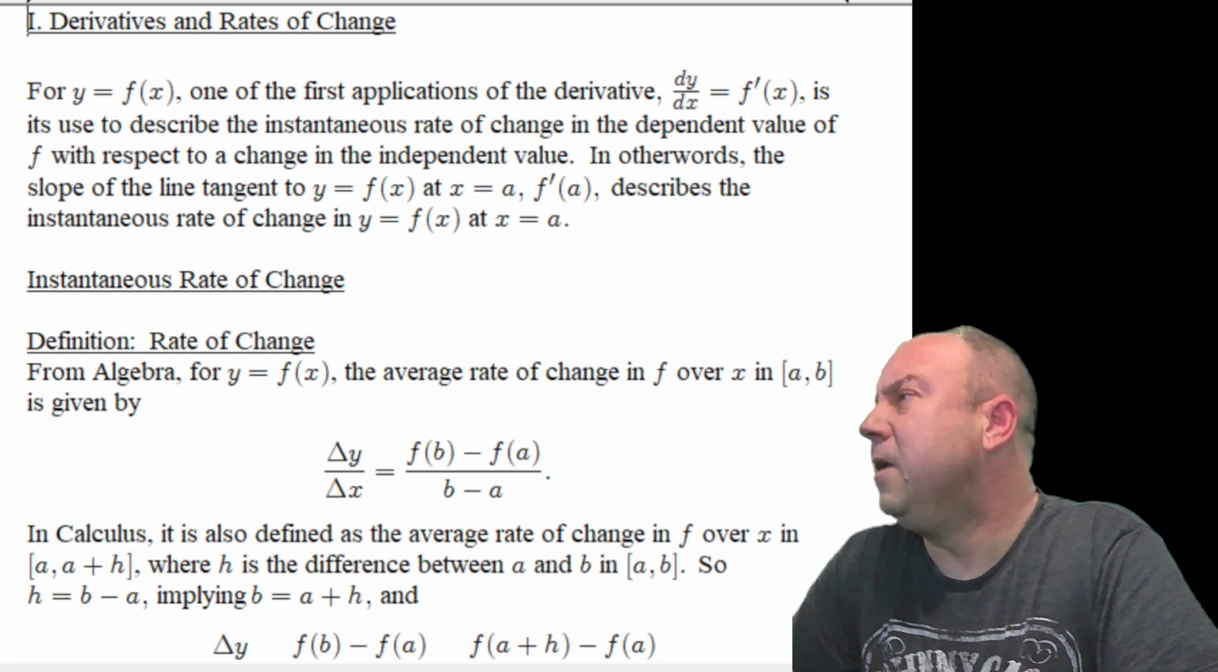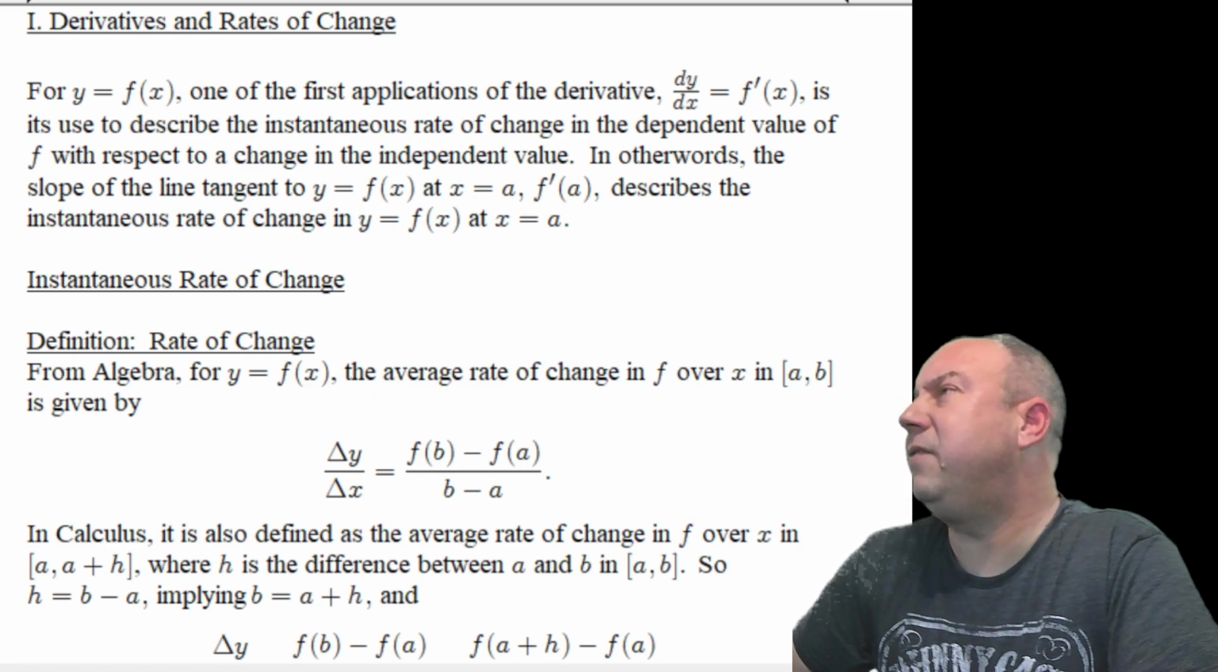All right. So we are going to continue with this idea of instantaneous rate of change. We're going to be looking at it, though, for the specific case of linear motion. All right. So look for that, folks.